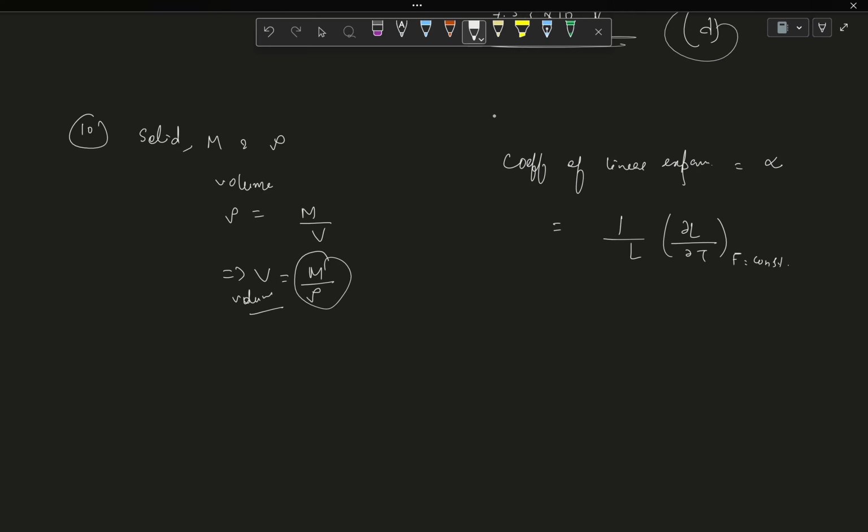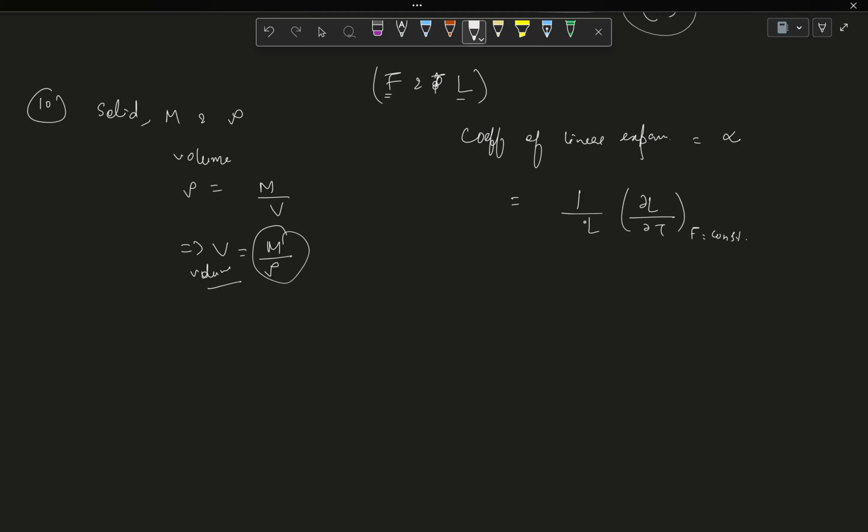Because you know, for a solid object, the thermodynamic variables are F and L, tension and the length. F is the intensive variable, L is the extensive variable. So basically it means that for a unit temperature change, how much the length changes with respect to the original length. So this is the rate of length being changed by a change in temperature. That measure is given by the coefficient of linear expansion, and this is the mathematical expression for that.